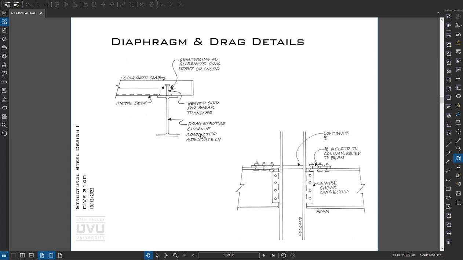For a drag strut to a frame connection, we can basically just have a top flange connection with bolts, or we could put that on the bottom, just something to pick up tension force from that drag strut or chord and drop it into the beam, or get it across, or a column rather, or to get the force to transfer across the column.